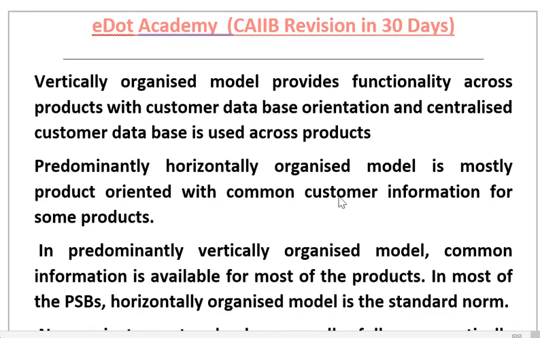The predominantly horizontal organized model is mostly product oriented with common customer information for some products. This means only one product, one model, based on customer requirement. For example, if a branch is located in a market, depending upon the needs of the market, shopkeepers are there, so current accounts will be needed. Depending upon the customer, there will be a predominantly horizontal organized model.